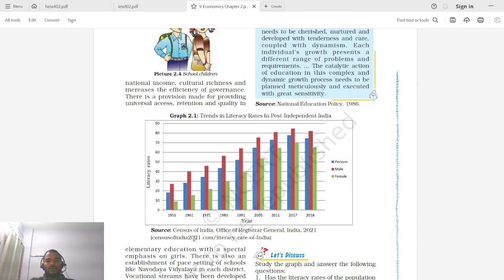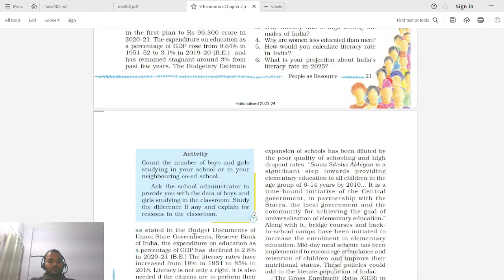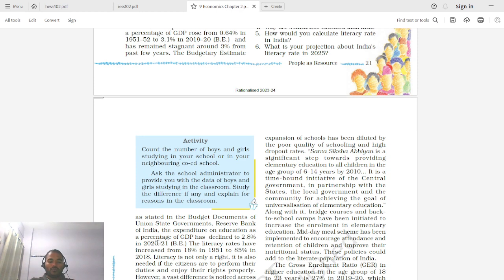The budgetary estimate, as stated in the budget documents of the Union and State Governments and the Reserve Bank of India, shows the expenditure on education as a percentage of GDP has declined to 2.8% in 2021. So there is a decline of a few points in this expenditure. It has come down to 2.8% in 2021.